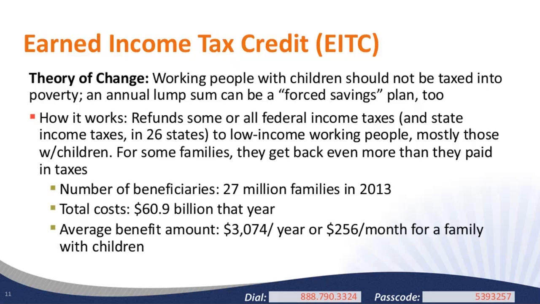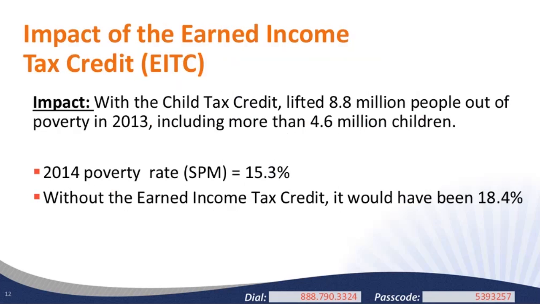So here's a summary of the EITC. In this case, it brings the poverty rate down a full 3 percentage points and lifts the incomes of almost 9 million people above the poverty line. It also, by the way, lifts the incomes of many more who are still poor after they get their EITC check, but are less poor.